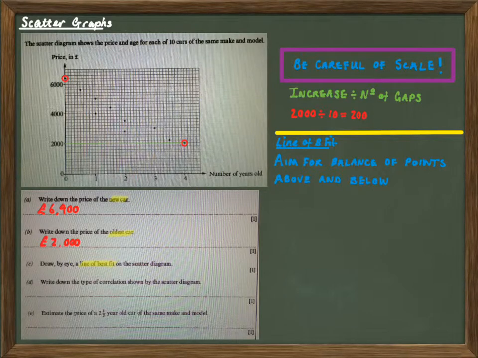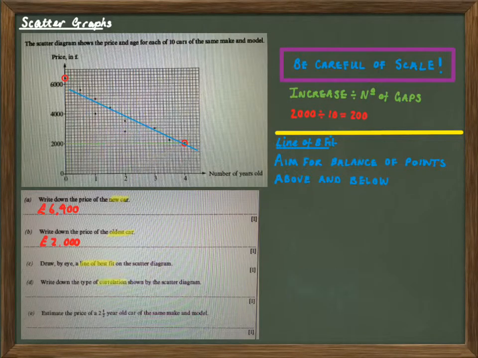So for me, just looking at it roughly, and there's no spot on here, you have got a bit of margin for error. I'm going to draw mine there, okay? You can see I've roughly got as many points above as I have below. Not perfectly, but it's not really skewed towards one way or the other, okay? So that's my line of best fit. That will get me the 1 mark.